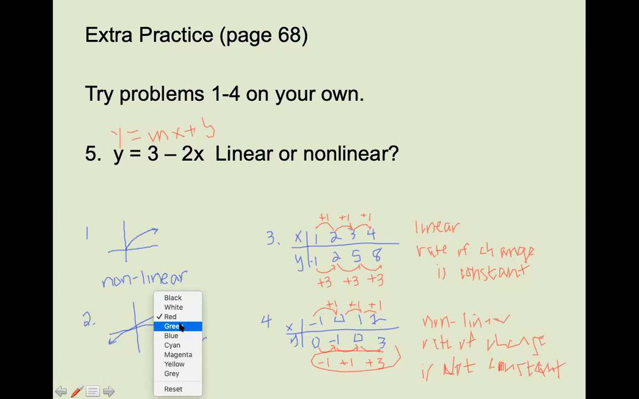So I'm going to change colors here. So I've got my y, that's okay. But now I need this term with some number times x to come first. Well, it's right here. So I'm going to make this -2x. And then plus b, in this case would be plus 3. So since I can write it in a form that looks like y equals some number m times x plus b, it is linear.